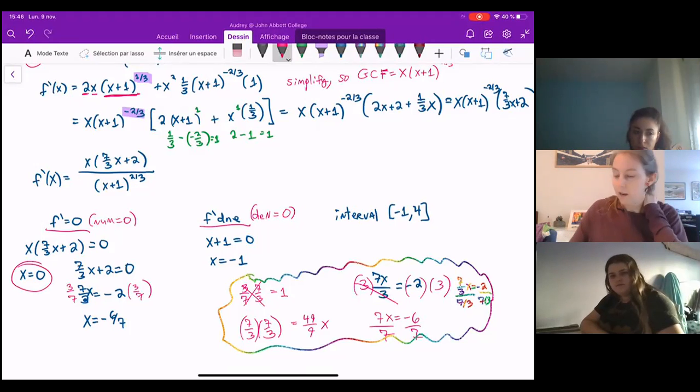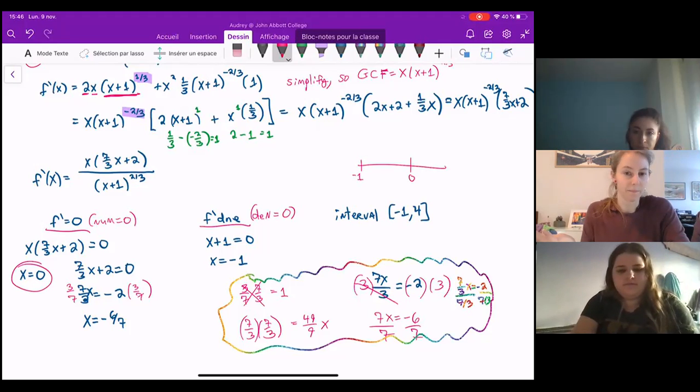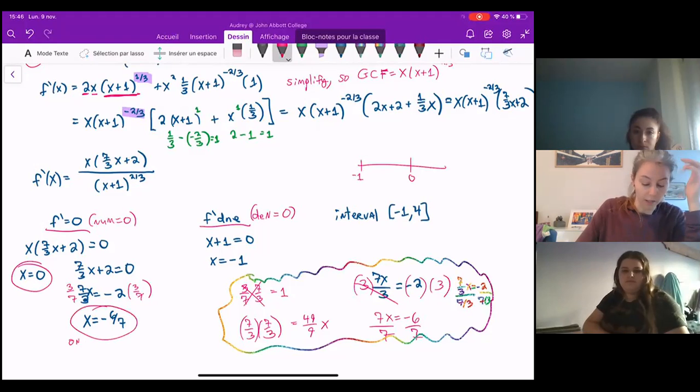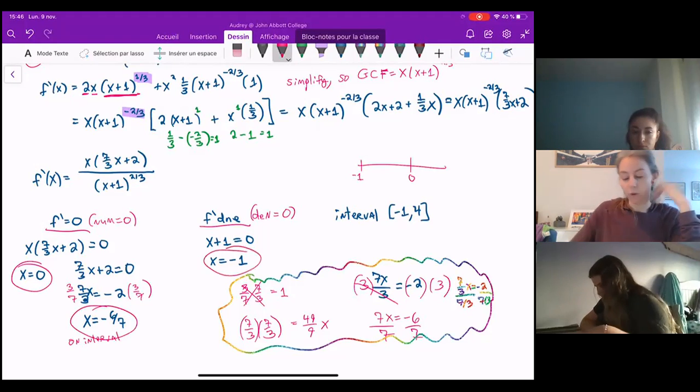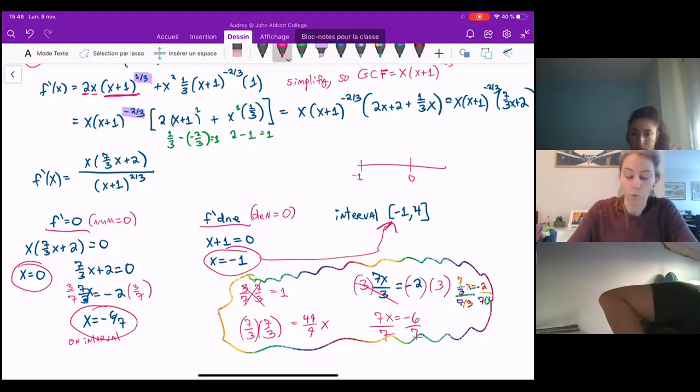Think about it. Negative 6 over 7, if I have a number line, there's negative 1. Where's negative 6 over 7? Is it on the left side of negative 1 or the right side? It's on the right. So this one is on the interval. You got it. Be careful. And so is the negative 1. That negative 1 is an endpoint, so we have to think about it no matter what.